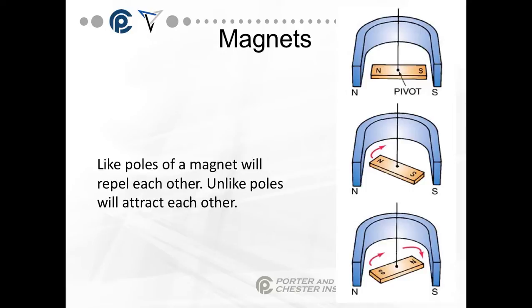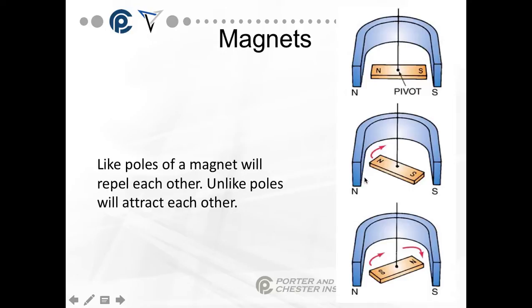Okay, now let's get back to magnets for a sec, because this is the whole center portion of how motors work. Like poles of a magnet will repel each other, unlike poles will attract. So as this motor is alternating poles on the stator, the magnet on the inside is going to constantly be trying to drive itself away from like poles and towards unlike poles.